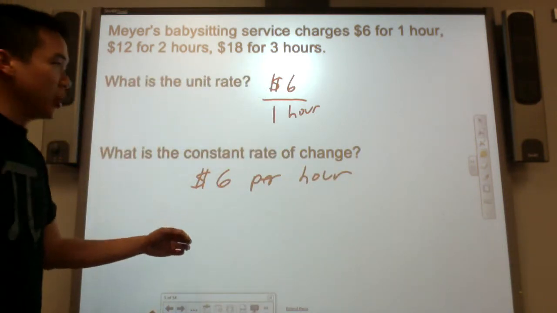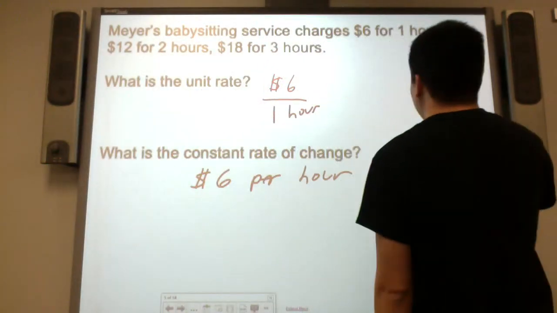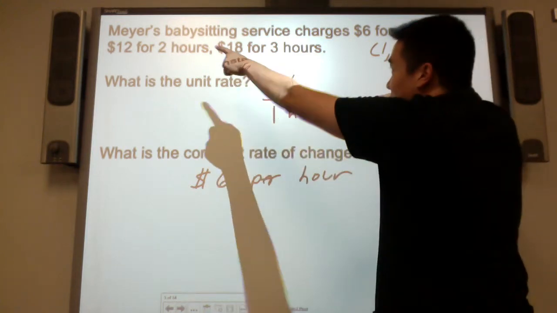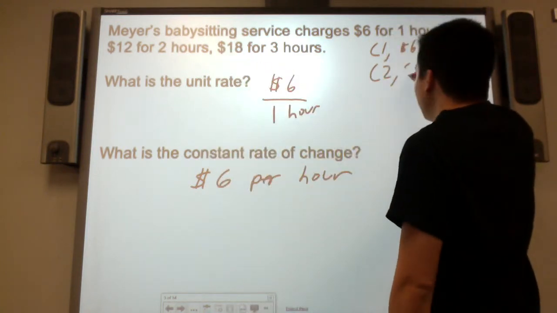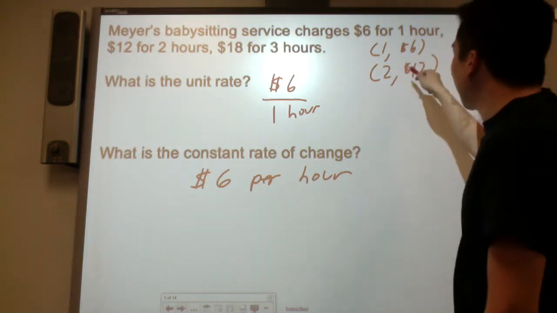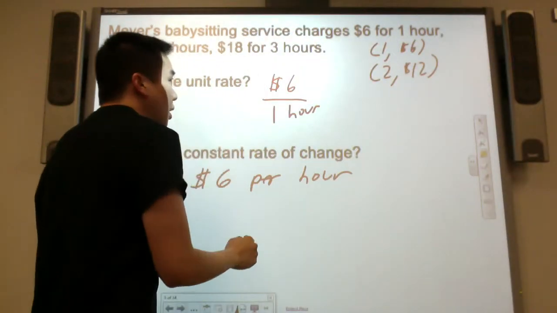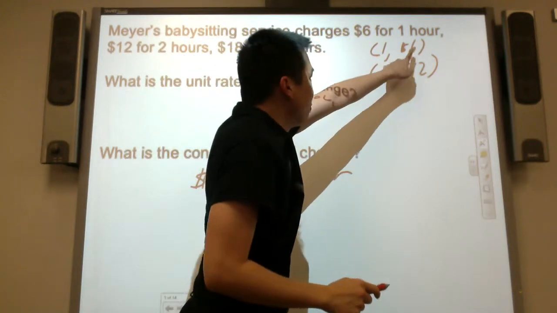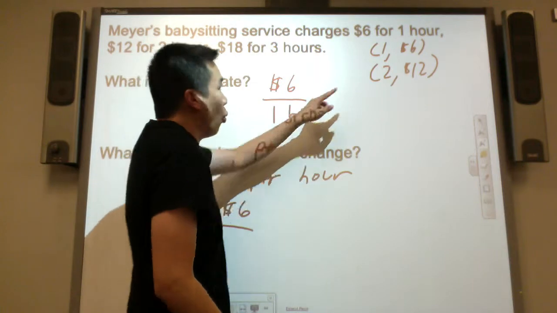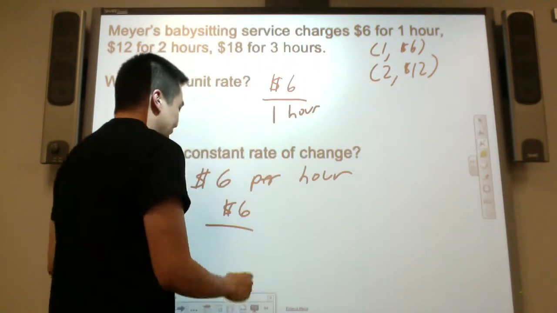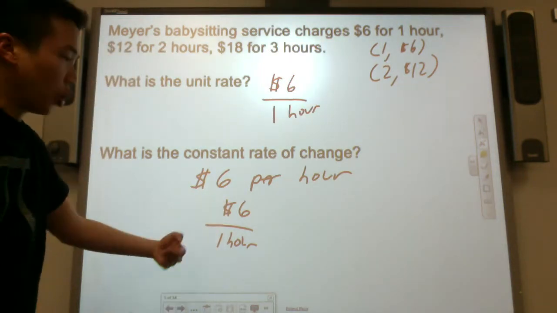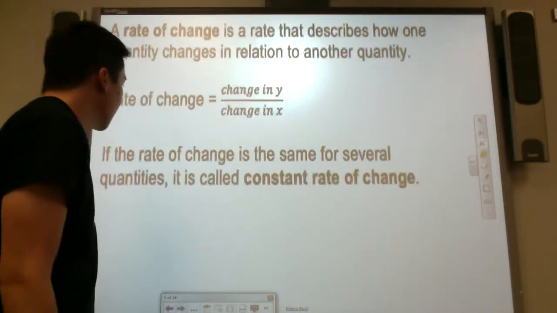And we can do this mathematically, if you would like to. So 1 hour, she charges $6. In 2 hours, she charges $12. So what is the change in y? Change in y from 6 to 12. It changes by $6. What is the change in x? It changes by 1 hour. So it's $6 per hour.